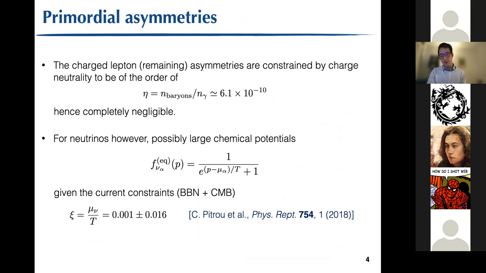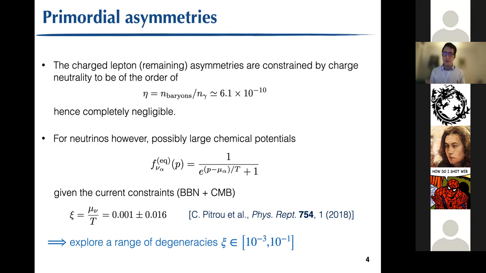Concerning the leptons, the remaining asymmetries are expected to be negligible because, due to charge neutrality, they should be of the order of the baryon-to-photon ratio, which is 10 to the minus 9, so we can safely neglect it. However, for neutrinos, there is no such bound, and I took one of the most recent bounds given by BBN and CMB experiments. If you call Xi the degeneracy parameter, that is the ratio between the chemical potential and the temperature, it can be of order 10 to the minus 2. That's why in this talk I'm going to explore a range of degeneracies that goes from 10 to the minus 3 to 10 to the minus 1.